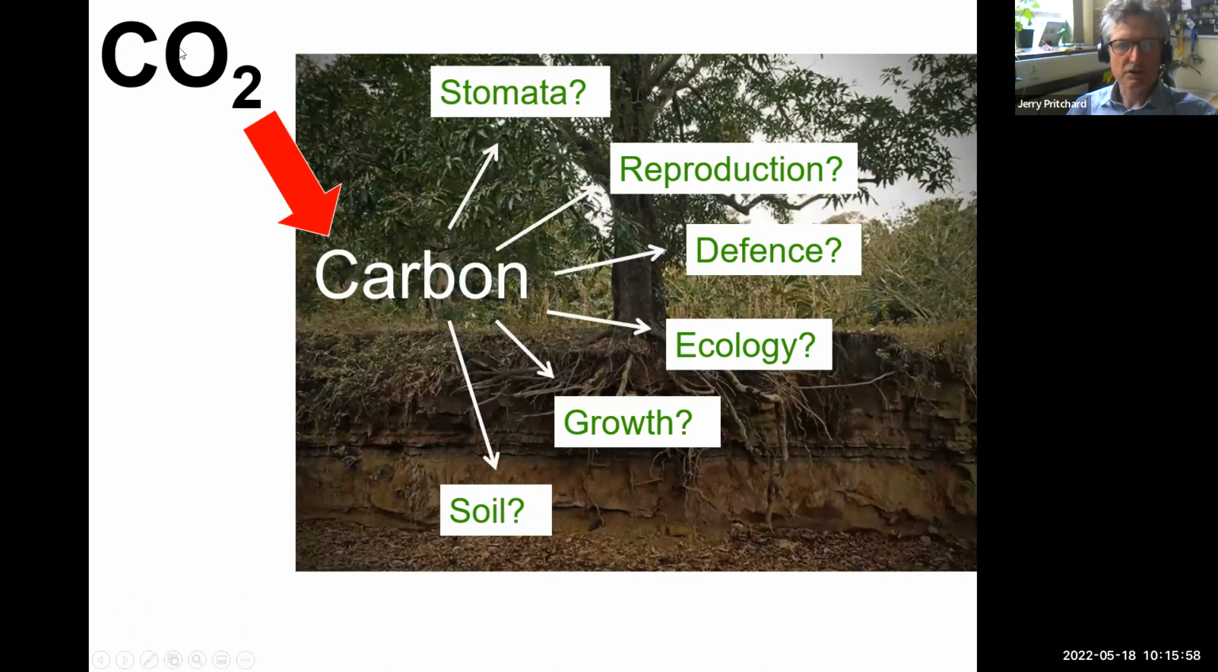So we know the CO2 is being taken up by the trees. What are they going to do? Are they going to regulate their stomata differently to save water? Are they going to reproduce more? Are they going to defend themselves better? What's going to happen to the local ecology as different plant species respond in different ways? Are they going to grow more? Are the roots going to grow more? Or importantly, is a lot of that carbon going to go into the soil and stimulate the rhizosphere, the world around the roots, something we know almost nothing about.